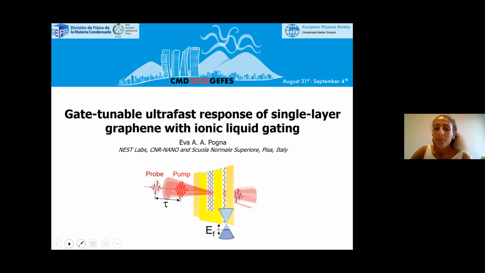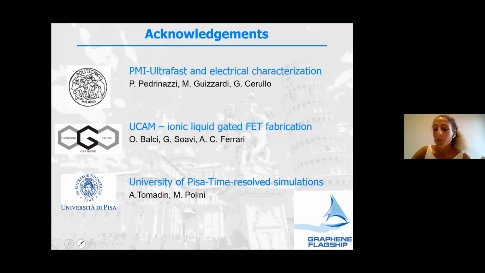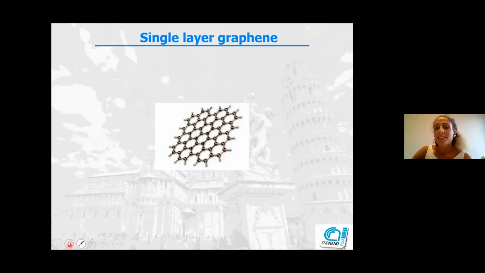Okay, so this work was supported by the Graphene Flagship and was born within the collaboration between the Polytechnic of Milano, where I perform the ultra-fast pump probe characterization, and the Graphene Center of the Cambridge University, where the graphene field effect transistor was fabricated, and finally with the University of Pisa for the time result simulation of the nonlinear optical response.